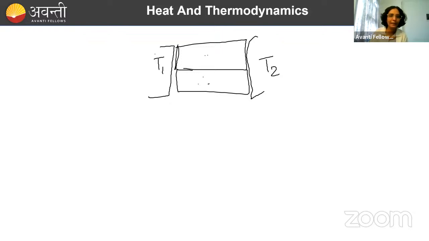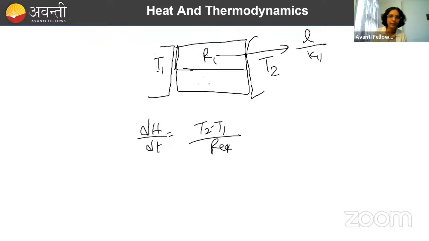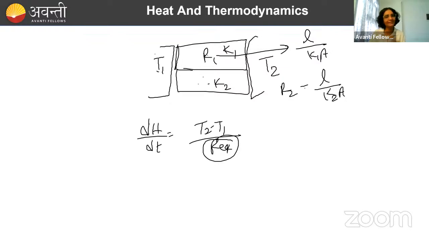If we have to calculate the heat flow between these two, how will we write heat flow? dH by dt we will write as T2 minus T1 by R equivalent. Done. What will we write as the value of R1? L by K1A, if its thermal conductivity is K1 and this one is K2. Length is the same, so R2 will be written as L by K2A. Now, since these two are in parallel, you will calculate R equivalent in the same way as you do for resistors.